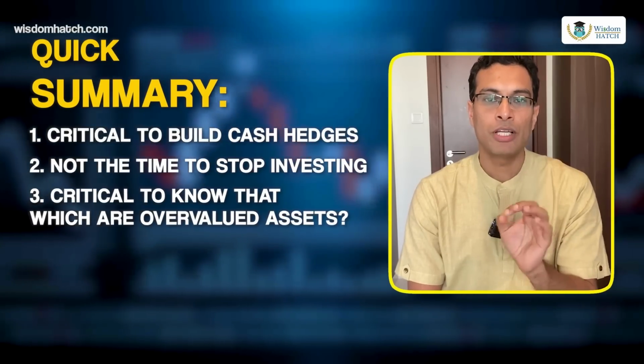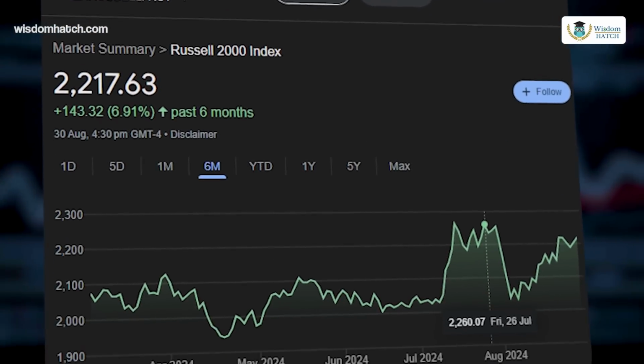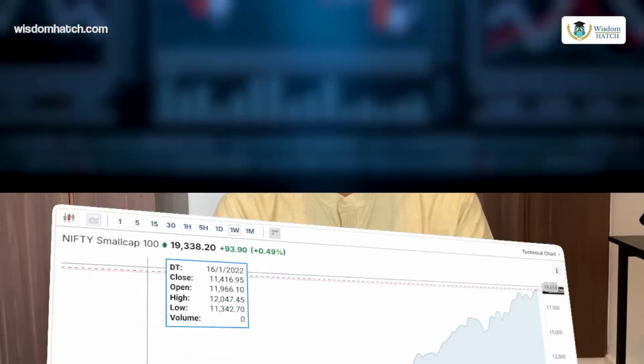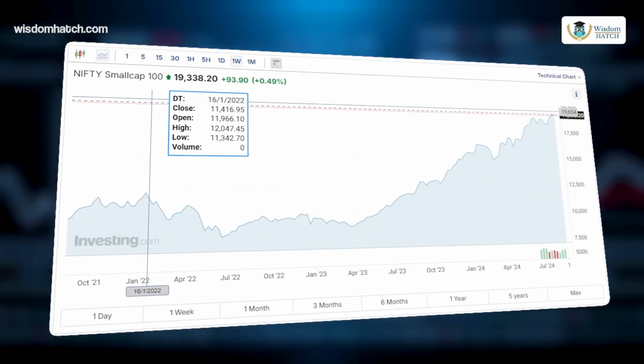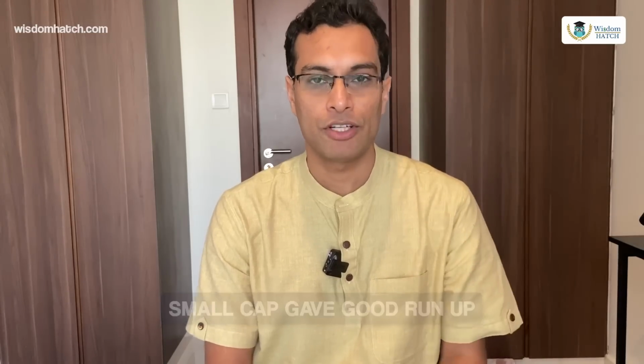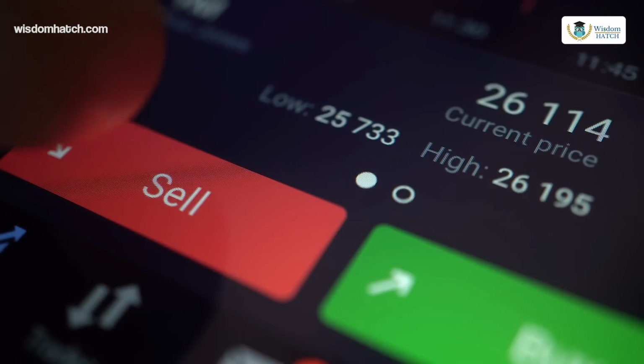Number three, it's absolutely critical to understand what overvalued assets are at this juncture. For example, if you consider the US small cap index, which is called the Russell 2000, and look at the chart here, you will see that it doesn't look overvalued. But if you look at the small cap in India, in the last 1 year, I myself have personally booked profits on the 90% run up that I saw. So I feel that the small cap index in India is overvalued and there is more risk in it. So getting out of these types of assets is absolutely critical.